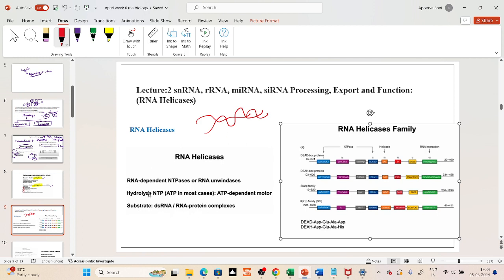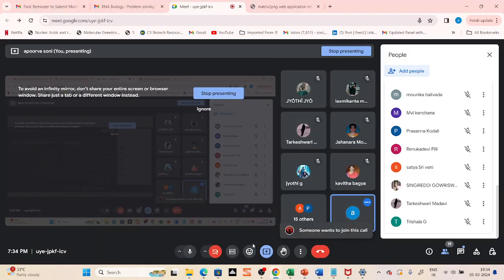So first helicase hydrolyzes the NTPs, meaning nucleotide triphosphates. Mostly these nucleotide triphosphates are ATP. First it hydrolyzes NTPs or ATP, and then with that energy, it acts on the substrate. The substrate can be double-stranded RNA, or it can be RNA protein complexes. Here in this case, we are not talking about DNA. Our focus is on RNA.